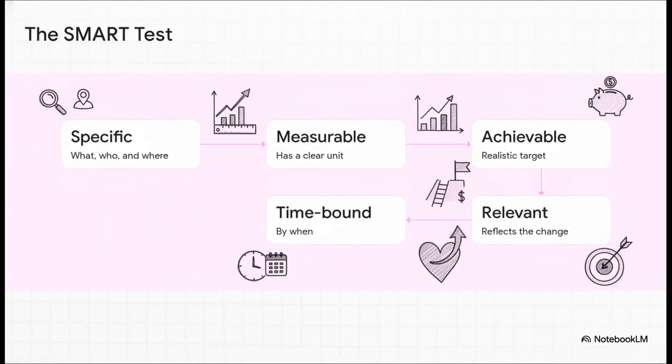So the ultimate filter to turn those weak statements into something rock solid is the SMART test. Let's walk through it real quick. Specific means naming exactly what, who, and where you're measuring. Measurable gives you a clear unit, like a number or a percentage. Achievable, that means setting a realistic target based on the time and budget you actually have. Relevant ensures it truly reflects the change you care about. And time-bound simply tells you by when. Honestly, if your indicator passes this test, anyone can measure it.